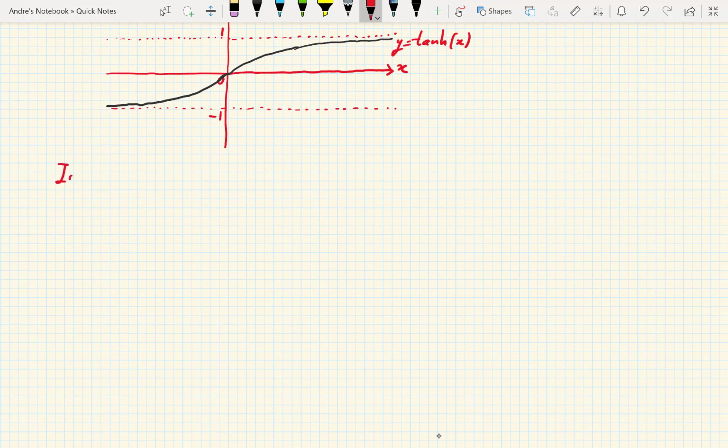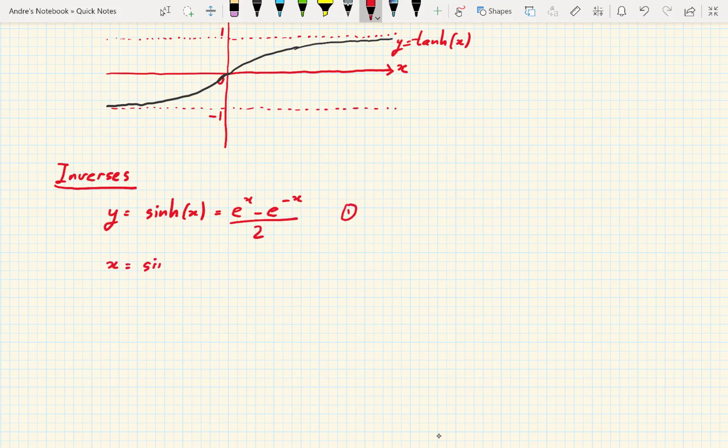Now we'll look at expressions for inverses of the main hyperbolic functions. If y equals sinh x, which is equal to e to the x minus e to the minus x on 2, then x is the inverse sinh of y. In other words, we need to rearrange 1 to make x the subject. From 1, we have 2y equals e to the x minus e to the minus x. Now multiply by e to the x and move everything to the right-hand side to give 0 equals e to the 2x minus 2y e to the x minus 1.